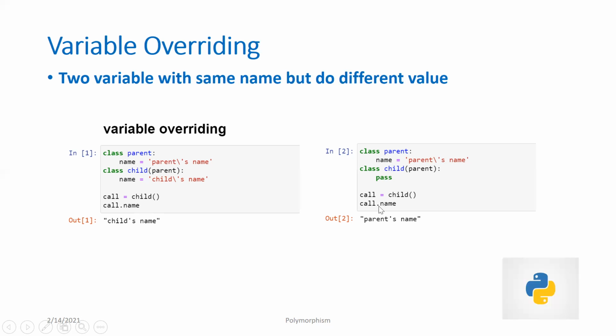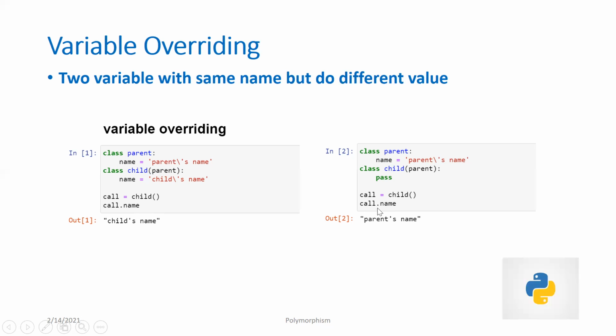The name is not unknown to the child class, because it has already inherited the properties of its parent class. So name is not undefined. Name is defined for that child class.